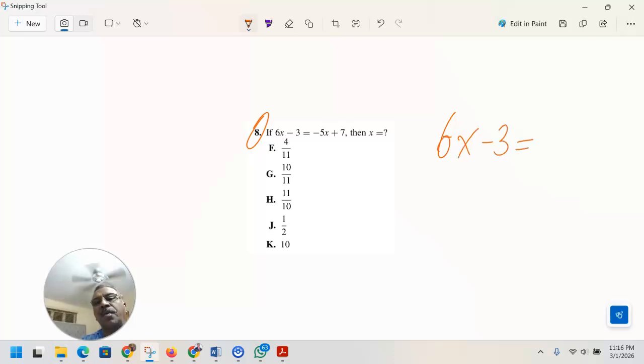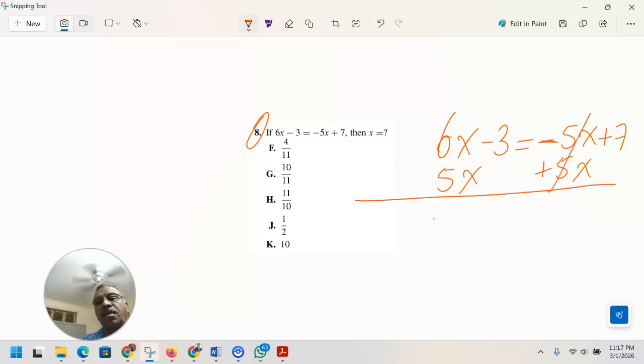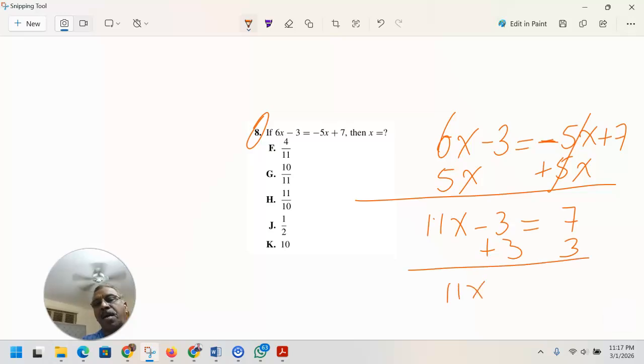Such a question, you have to get all the variables on one side. So I would add 5x to both sides. Adding 5x, this crosses out, this will be 11x, drop down minus 3 and the 7, and add 3 to both sides. So that way, drop down 11x, you get 10, and divide by 11 on both sides. You get 10 by 11 and you get done.